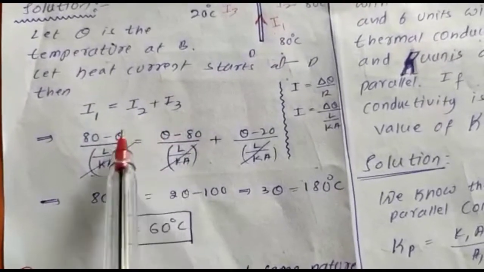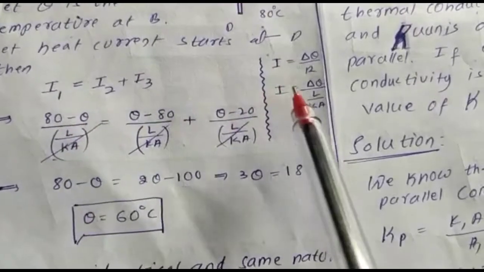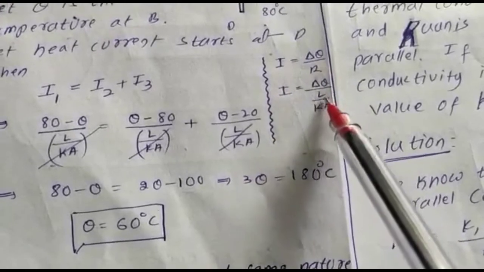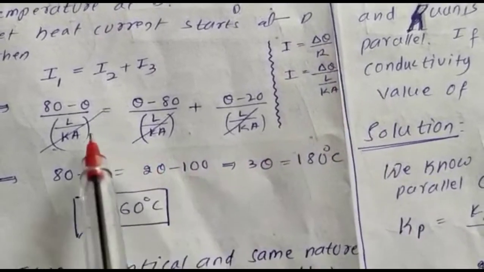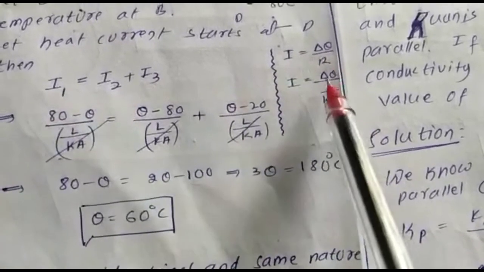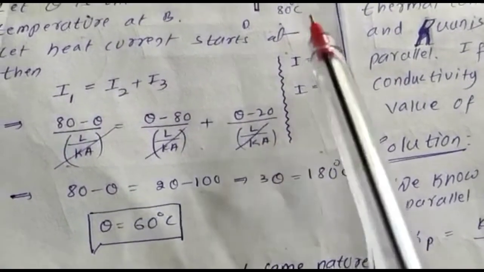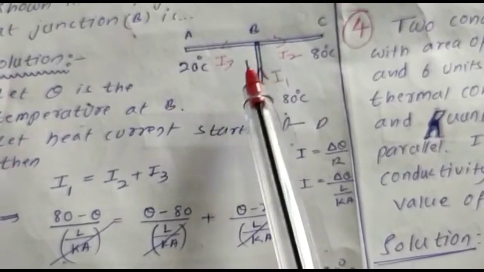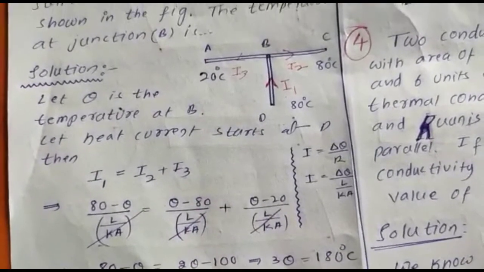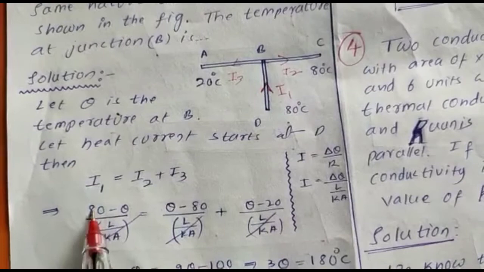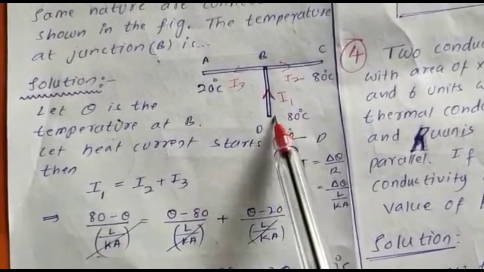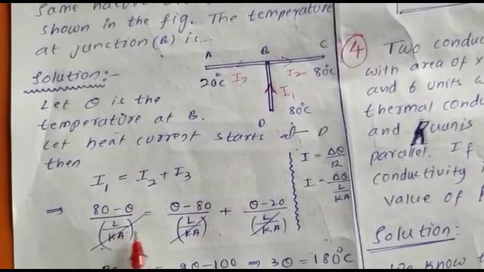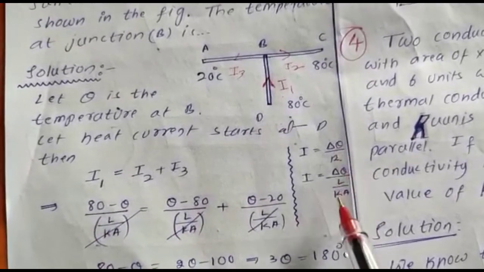And what is the thermal current? As I told you just now, the thermal current formula is I equal to the temperature difference divided by the thermal resistance, and the thermal resistance is L by Ka. Just substitute. For I1, the temperature difference is theta 1 minus theta 2, so I1 is 80 minus theta, divided by L by Ka, because thermal resistance R is equal to L by Ka.